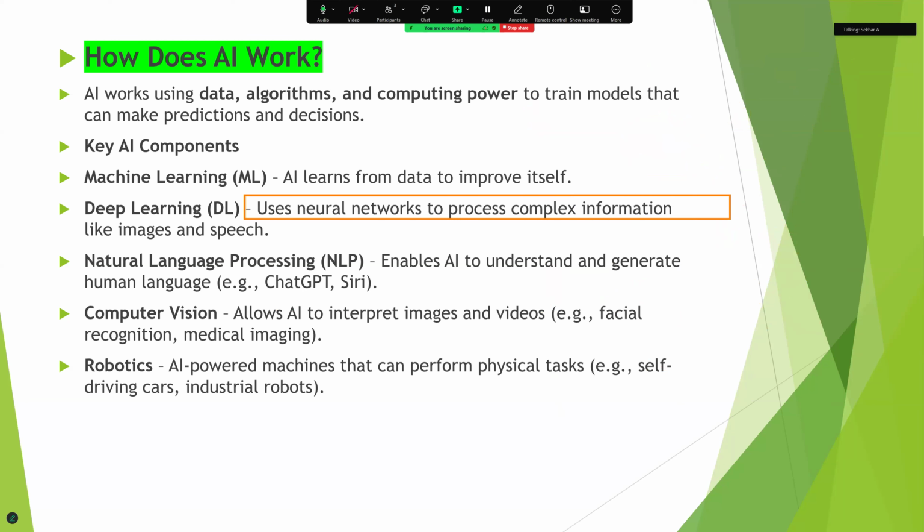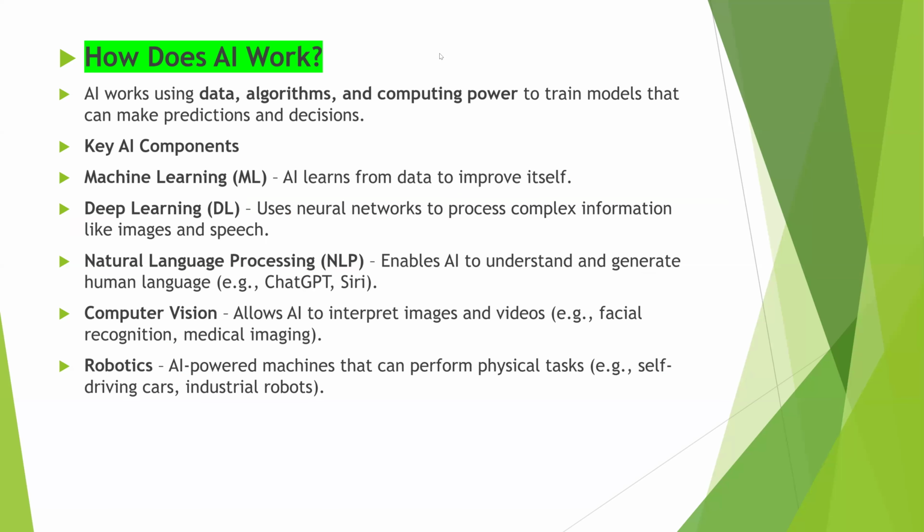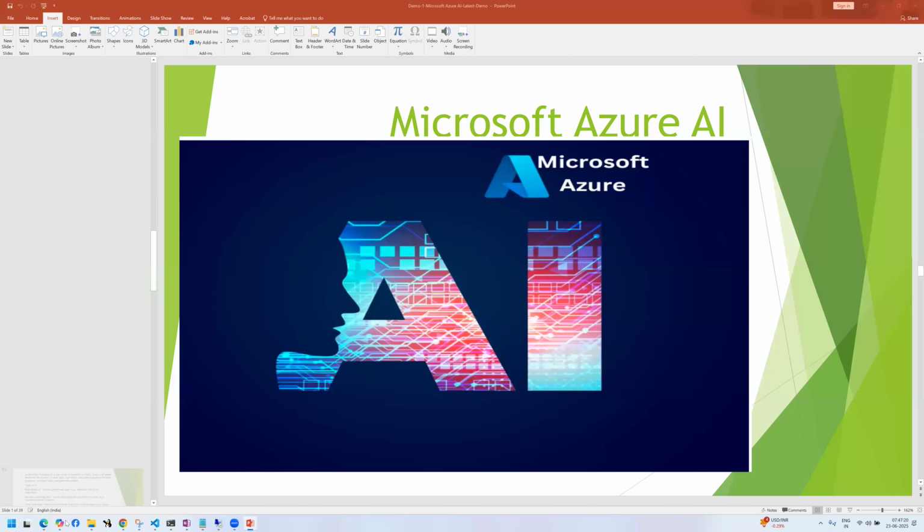It uses natural language to process complex information like images and speech. Got it? So natural language processing means enabling AI to understand and generate human language. Now if I go, I'll show you.